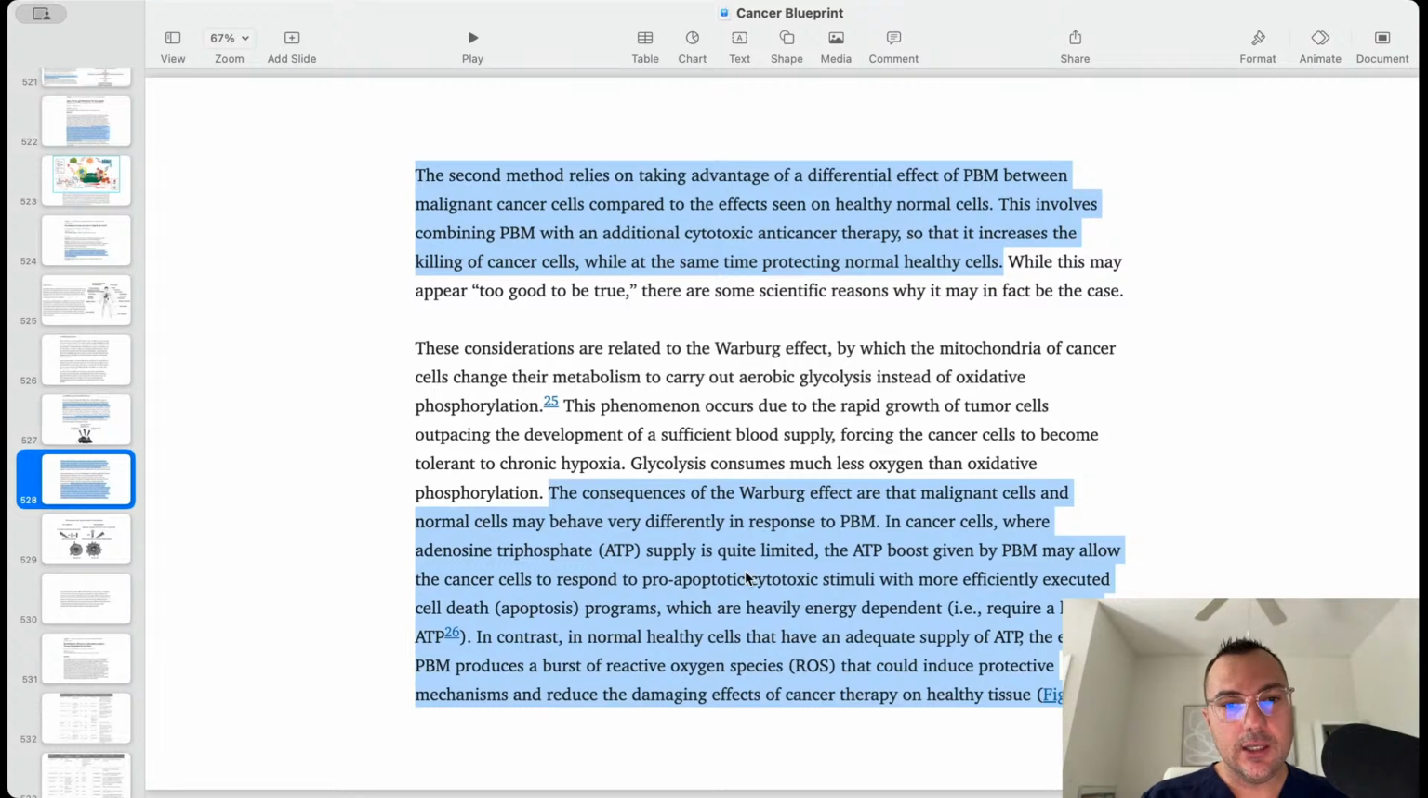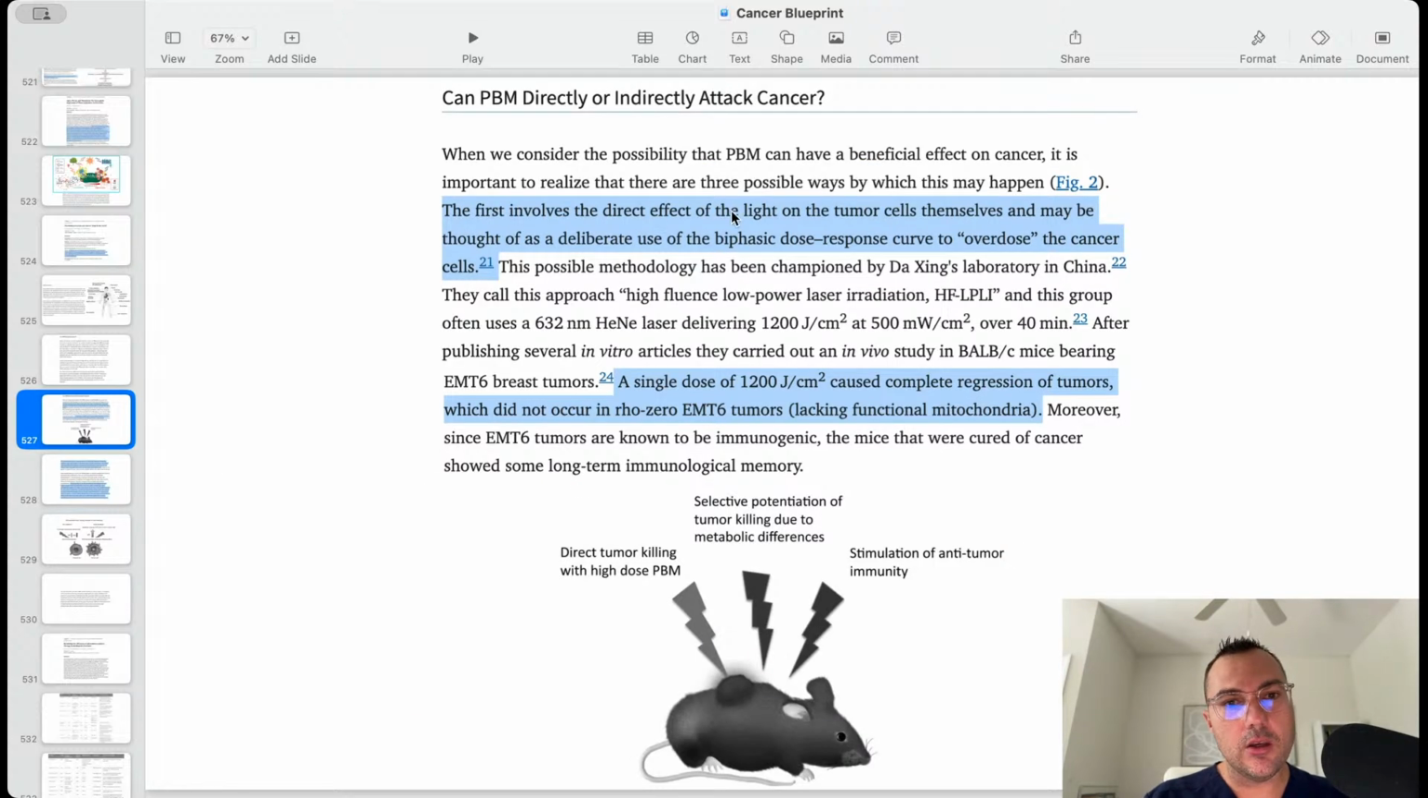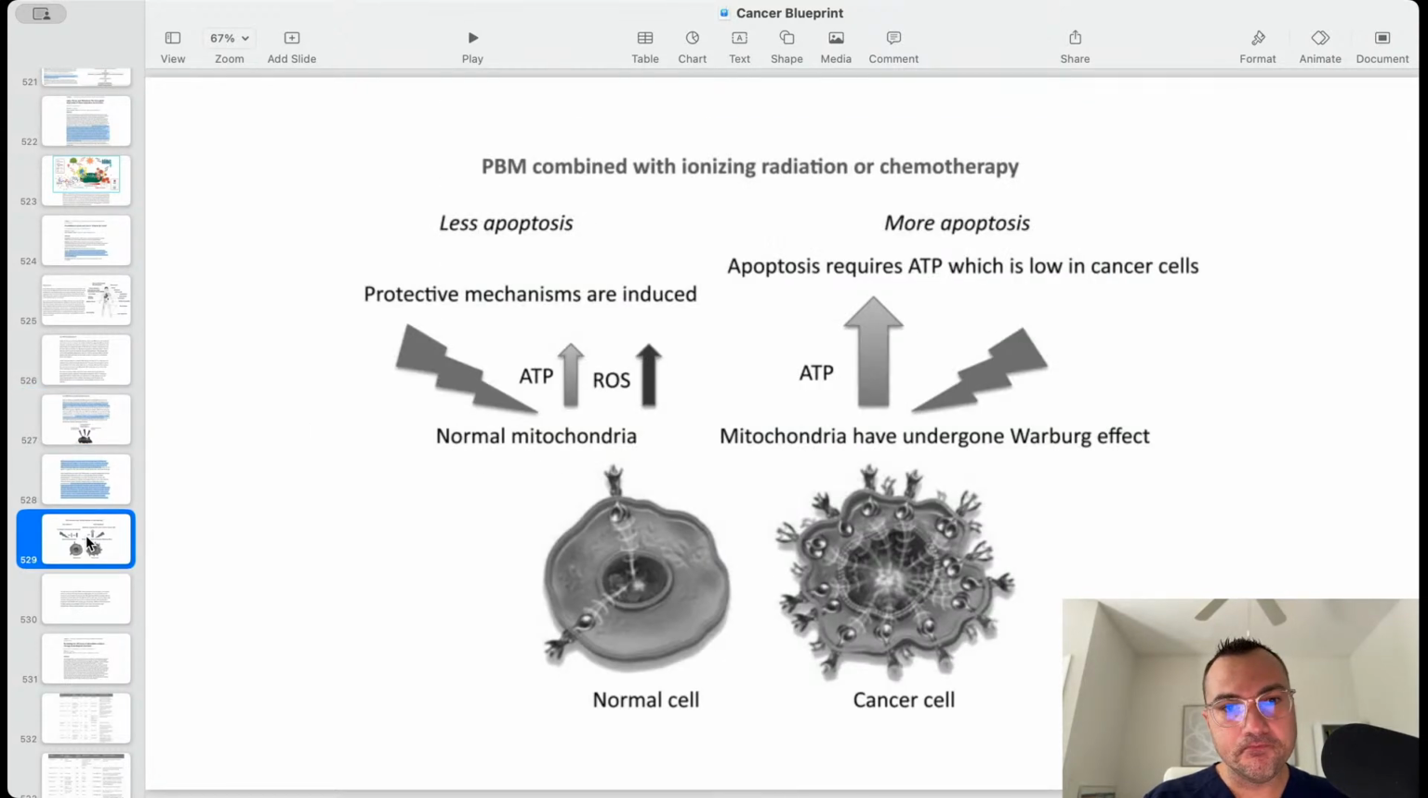I think that restoring ATP is part of it. I also think that creating overwhelming amounts of ROS is also part of it. And that's kind of what it's showing here. It's just showing that in a normal cell, protective mechanisms are induced, ATP is increased, ROS is increased, normal mitochondria. This is what you've got.